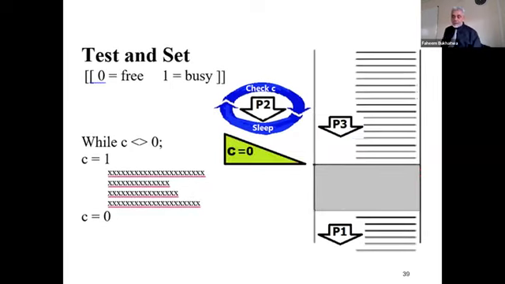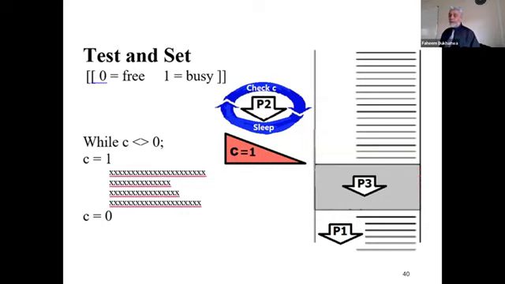Now, process 1 left, process 3 approaching. It shouldn't get in there, but the timing is perfect. It sees the flag is green. It tests it. It's free. Set it to 1 and go in. So now process 2 missed its turn.